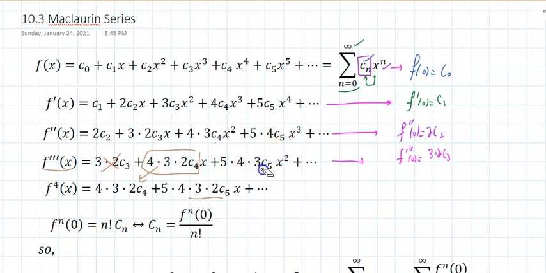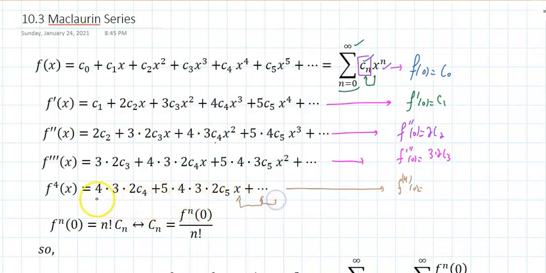So, again, same process. And if I figure out what the fourth derivative evaluated at 0 is, I would notice that the other terms are 0, and all the other terms after that will be 0. I'm left with 4 times 3 times 2 c sub 4.